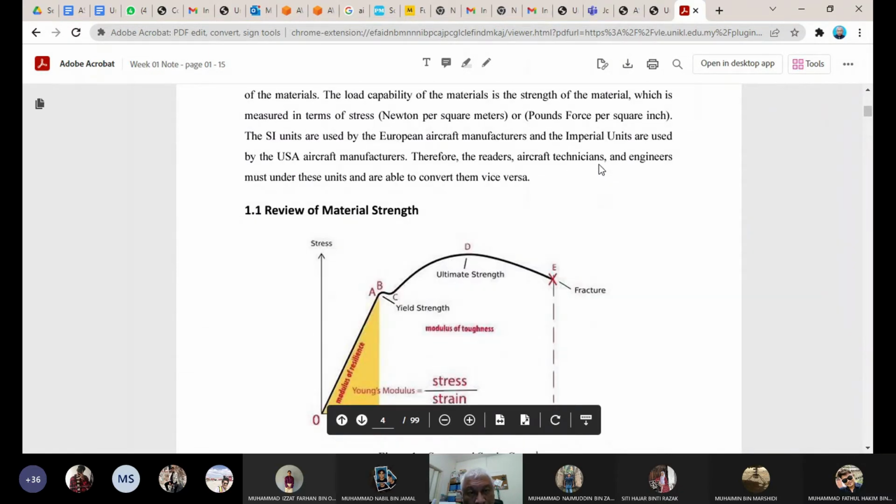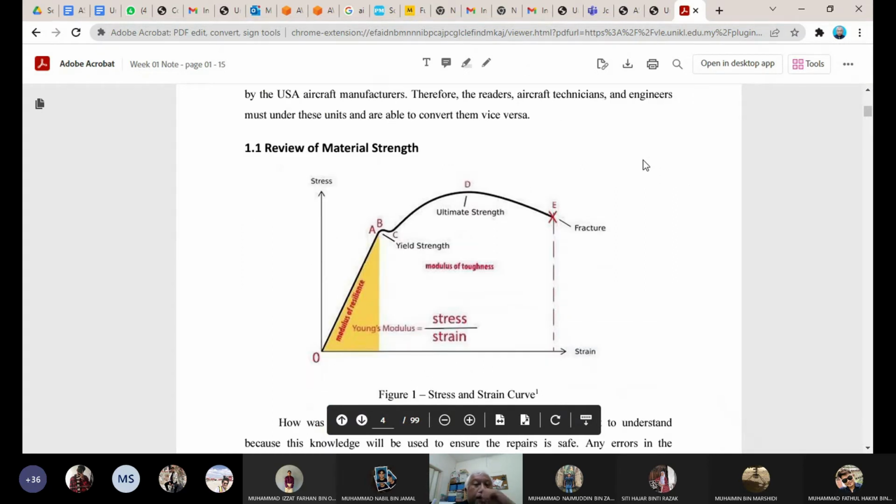So let's look at the material. We review the material having strength, and each material will have this curve, the stress and strain curve. Why do we have this curve? Because we test the material by applying forces. For tensile, we pull it until the material breaks. As we pull and apply the load, you get the stresses, and the stresses have a direct effect on strain.